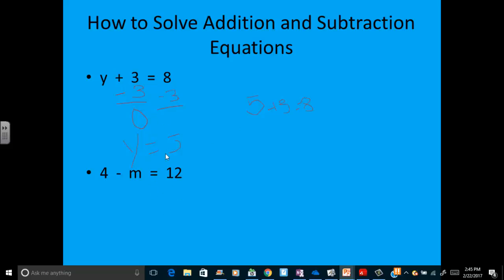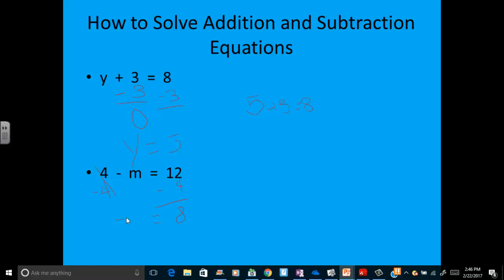Here we have a subtraction problem. We have 4 minus m equals 12. We want to get this m all by itself on the left side of the equation. First of all, to get rid of the 4, if there's no sign in front of it, just assume it's positive. So we have to subtract 4. So those cancel out, right? So we get rid of that. We have to subtract 4 here. 12 minus 4 is 8.